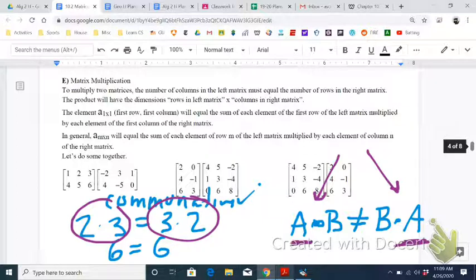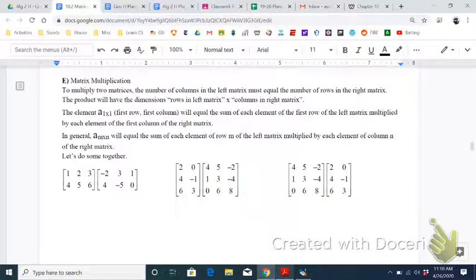Okay, so if we read this top part here: to multiply two matrices, the number of columns in the left matrix must equal the number of rows in the right matrix. The product will have dimensions rows in the left matrix times columns in the right matrix. So what does that mean? In order to even multiply matrices, the number of columns on the left must equal the number of rows on the right. So here's what that means.